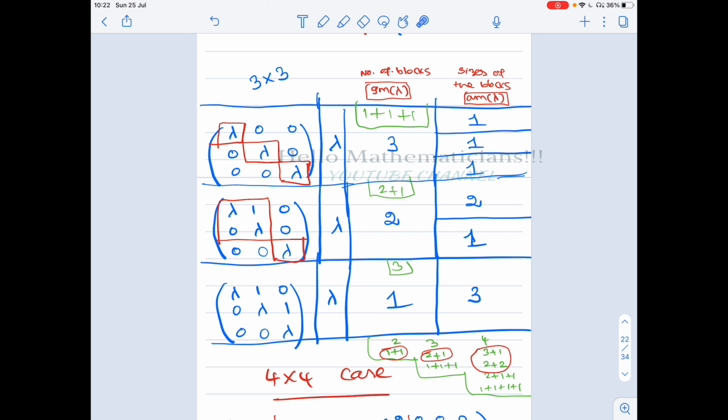Similarly, if I say algebraic multiplicity and geometric multiplicity both are equal to 3, then this has to be the case. Similarly, if I say algebraic multiplicity is 3, geometric multiplicity is 1, this has to be the matrix. If you try to write all possible 3 by 3 Jordan matrices whose eigenvalues are all equal, you will see that these are the only three. There isn't anything else. And these three matrices are determined by their algebraic and geometric multiplicities. In other words, they are determined by their number of blocks and sum of the sizes of the blocks.